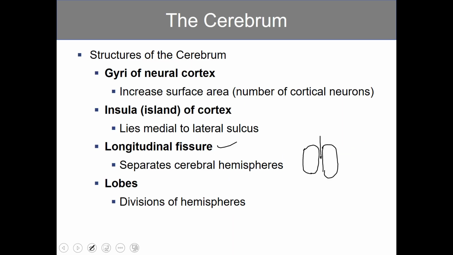And if we go back to those four terms, we see that we've covered them. So the gyri of the neural cortex are those wrinkles. Their job is to increase the surface area of the cortex. The insula, or the island of the cortex, lies between the temporal and frontal lobes. The longitudinal fissure separates the left and right cerebral hemispheres. And then, of course, the cerebrum as a whole is composed of lobes that correspond with the overlying bones.